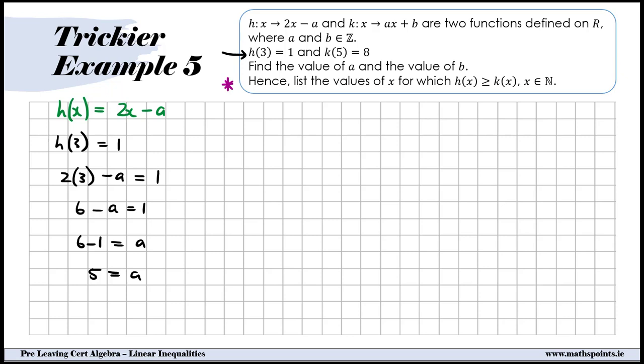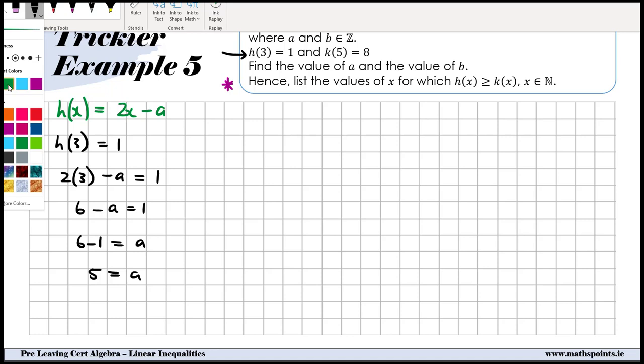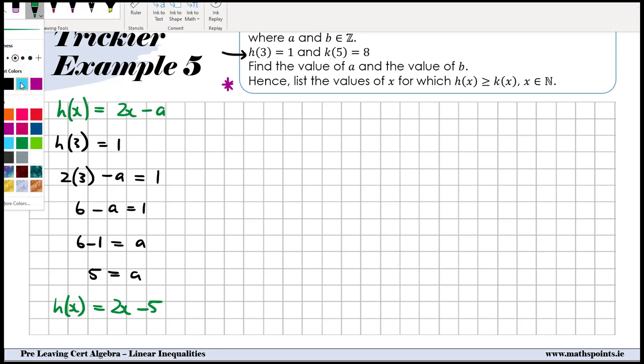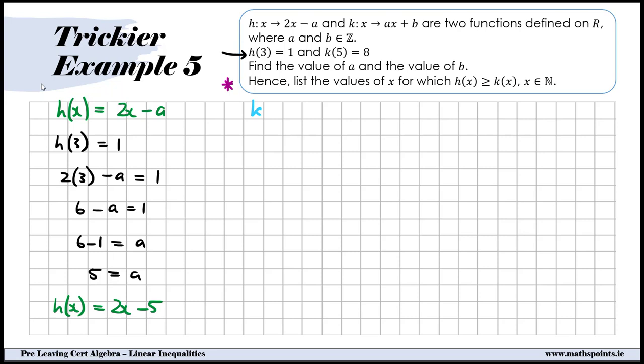And what I'm going to do is actually update my function down the bottom of the page here just to reflect the fact that I now know that a is equal to 5. So h of x is equal to 2x minus 5. Now I'm going to do the very same thing with our second function. So our second function is k of x is equal to ax plus b. Now remember, we've just found out that a is 5, and so I'm going to update that and say that k of x is the function 5x plus b.